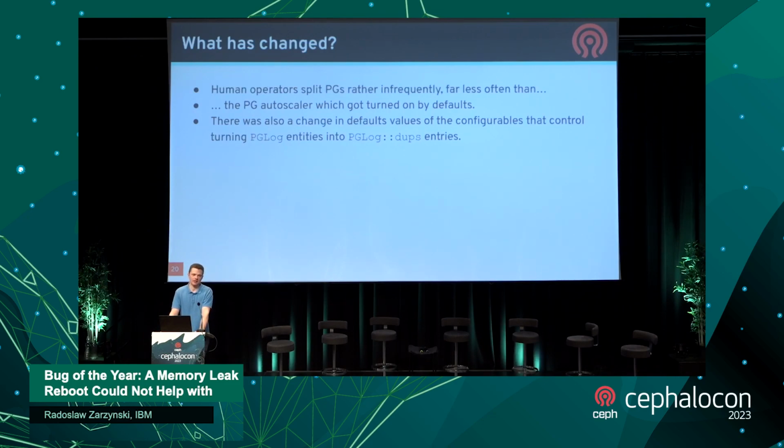Also, there was a change about some developer-level configurables that are controlling the conversion process. Basically, that's a hint for another workaround. The conversion of regular big PG log entries into smaller dupes entries is not mandatory. It's configurable. You can even find settings that will completely ensure that the conversion never happens. So it's a possible way of prevention.